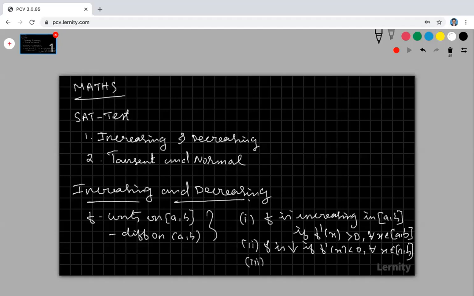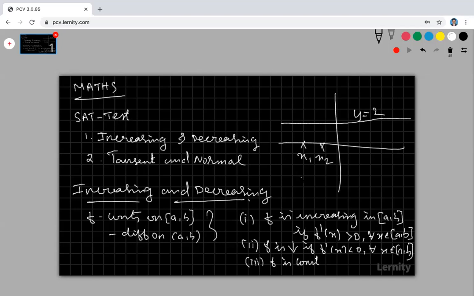Okay, and my f is a constant function. Constant means neither increasing nor decreasing. Look at that, I am taking y is equal to 2 as a constant function. Y is equal to 2 is a strictly constant function. So here suppose I am taking my x1 and my x2, with x1 less than x2. What about your f of x1 and f of x2? Both are the same. That is a constant function. This is from the graph we are defining.